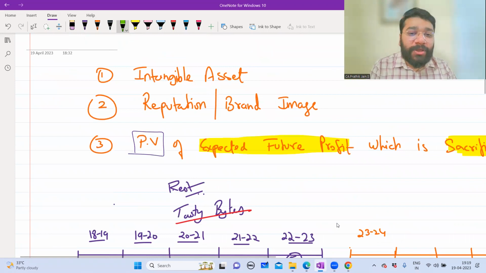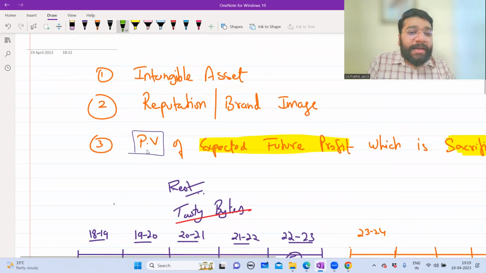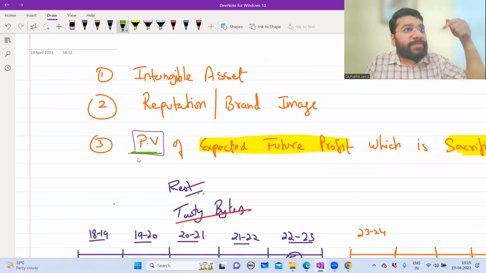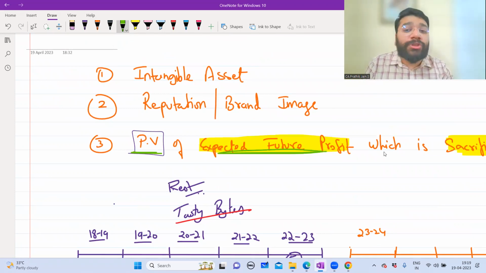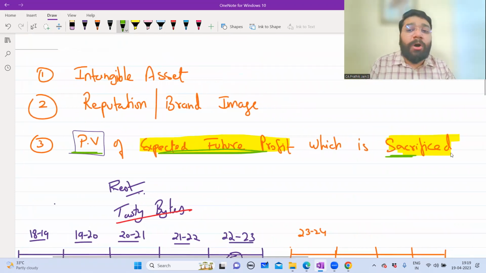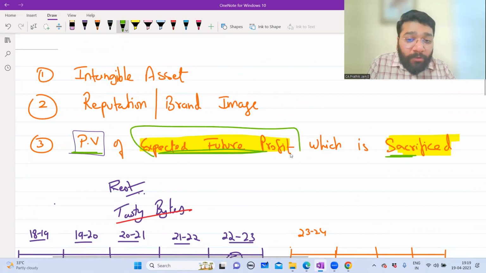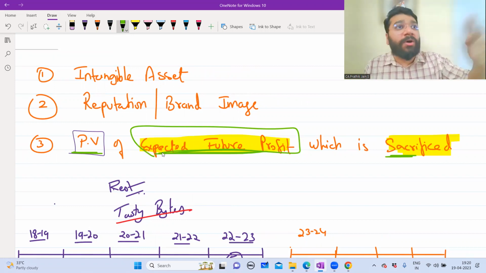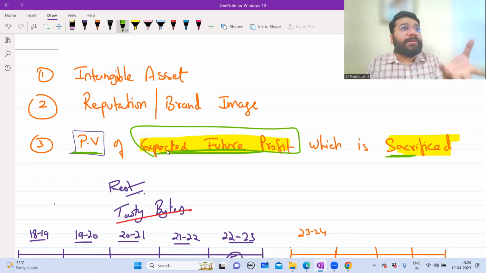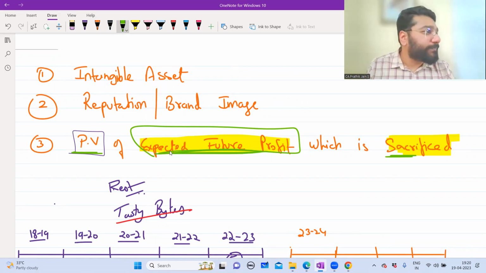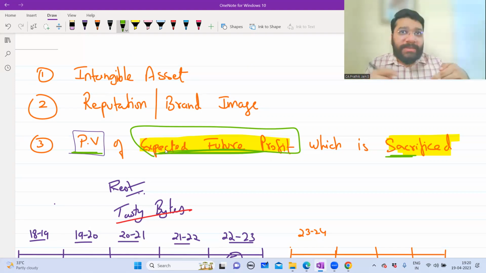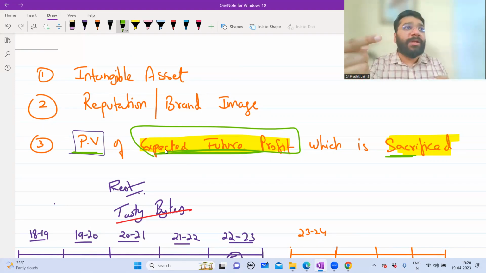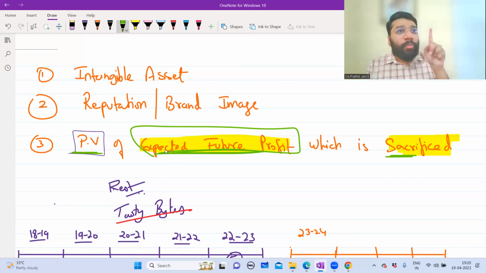Which brings back to the question: goodwill is nothing but the present value, today's value, of expected future profit that has been sacrificed. Whatever future profit of Tasty Bites is sacrificed for Annapurna, that profit today is termed as goodwill. Today, you are selling the business. So when you are selling the business, you would want two things from Annapurna. One, the capital you have invested, you want it back, plus the profits you want to sell.